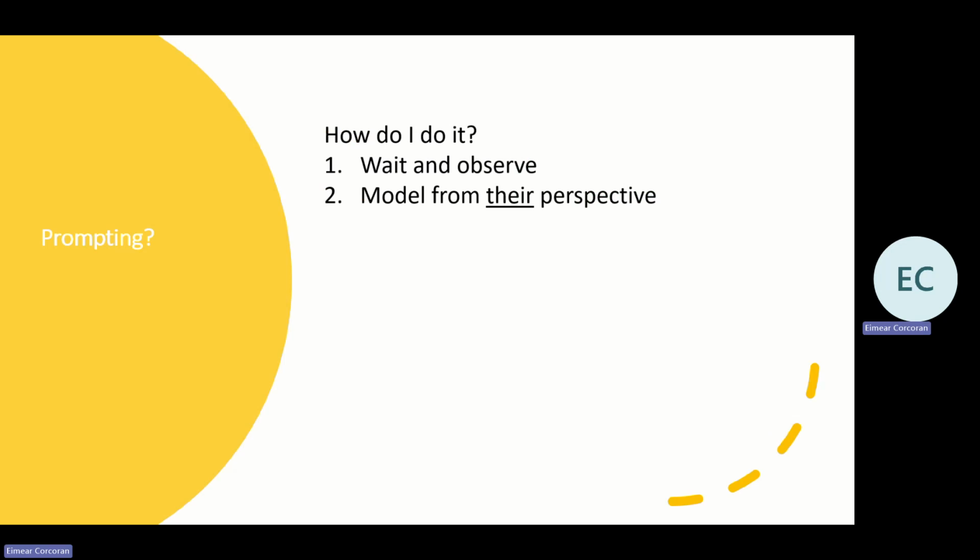Moving on to prompting then. So prompting is really giving gentle cues to encourage communication. You would wait and observe initially just to plan what sort of prompts will be required. And you model from the child's perspective.